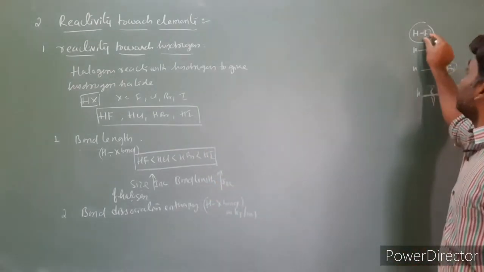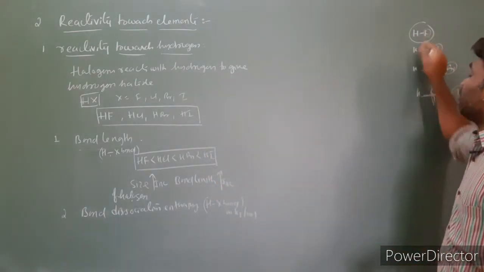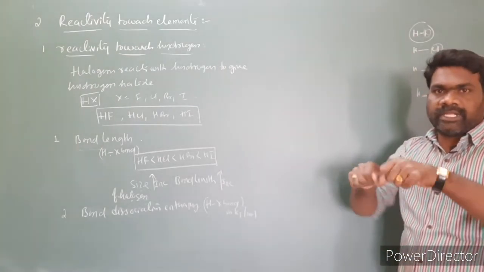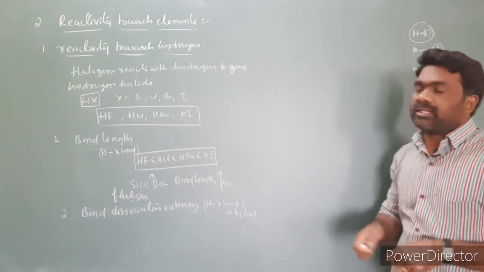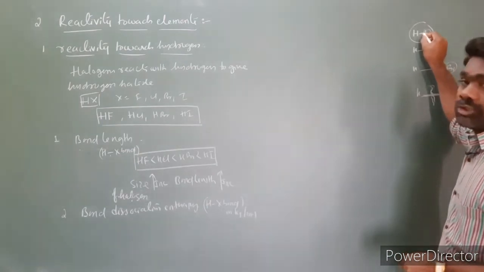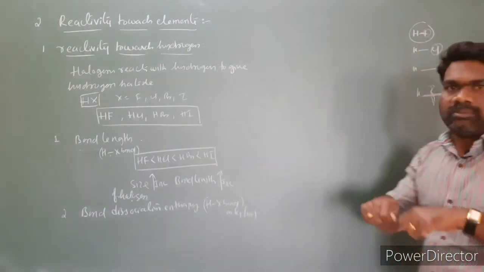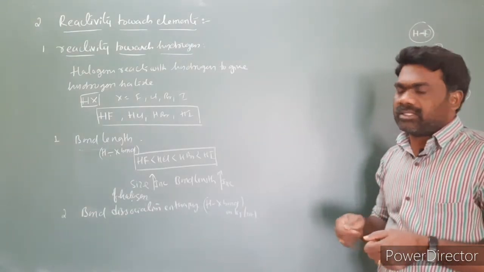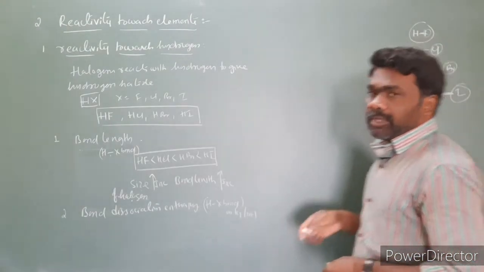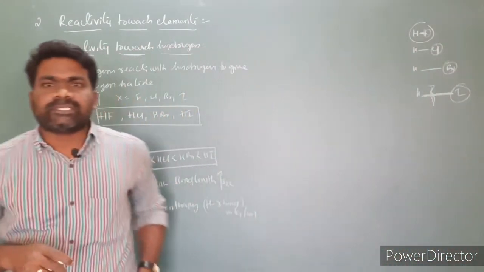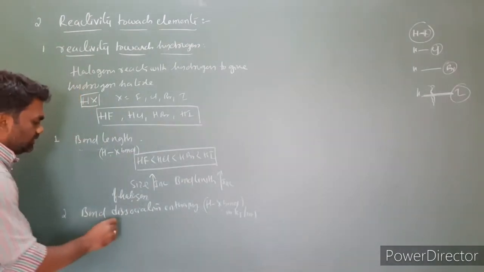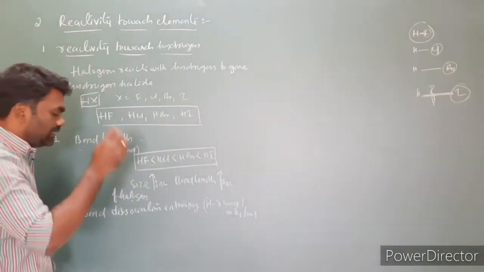Fluorine size is shorter, so the HX bond is very short. Breaking that bond requires more energy. So bond length shorter, breaking requires more energy. Bond length increases, then breaking that bond requires less energy. So while moving from top to bottom, bond dissociation enthalpies decrease because size increases.